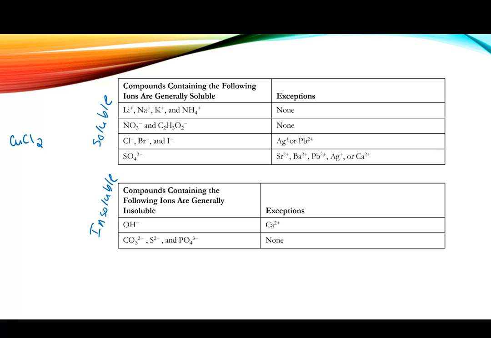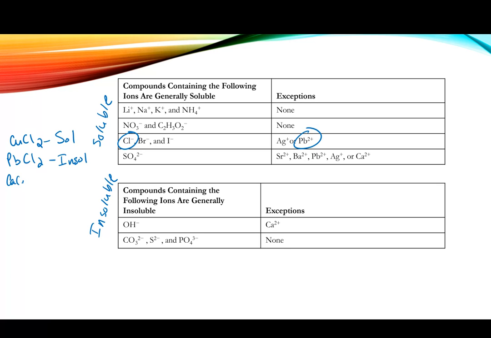We'll start with copper 2 chloride. Chlorides are typically soluble. If I check the exceptions, copper is not one of them, so that's going to be soluble. Lead 2 chloride. Lead is an exception to the solubility of chloride. So when chloride is with lead 2, it's insoluble.